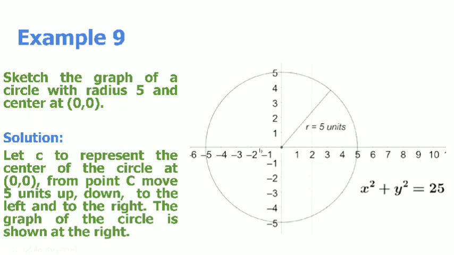And then 5 units on the left. 1, 2, 3, 4, 5. 5 units upward. So we have 1, 2, 3, 4, 5. And then 5 units downward. So 1, 2, 3, 4, 5. Okay, so that is x squared plus y squared equals 25, since the radius is 5 units. So this is r squared.